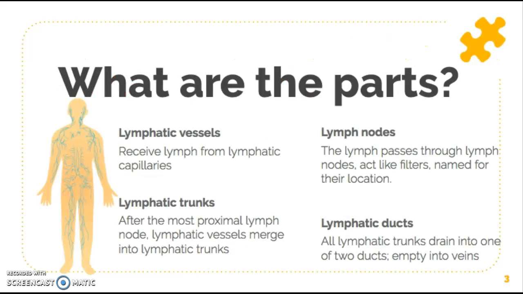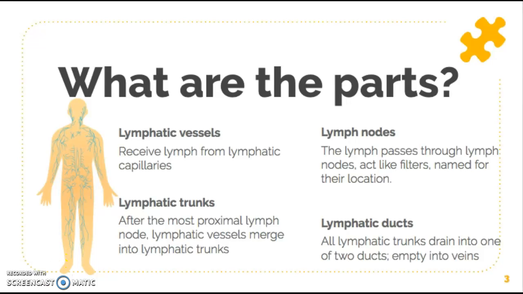So what are the main parts? We have our lymphatic vessels, which are going to receive the lymph, that fluid, from the lymphatic capillaries. Remember, these are separate vessels from your blood vessels. There's also lymph nodes, which you might have heard of before. The lymph, so this fluid, passes through the lymph nodes, which act like filters, and these are named for where they are in the body. So, for example, your occipital lymph node is in the back of your head, cervical lymph node is in your neck region, and then you have things like your lumbar lymph nodes, and you have a lot of these throughout the body.